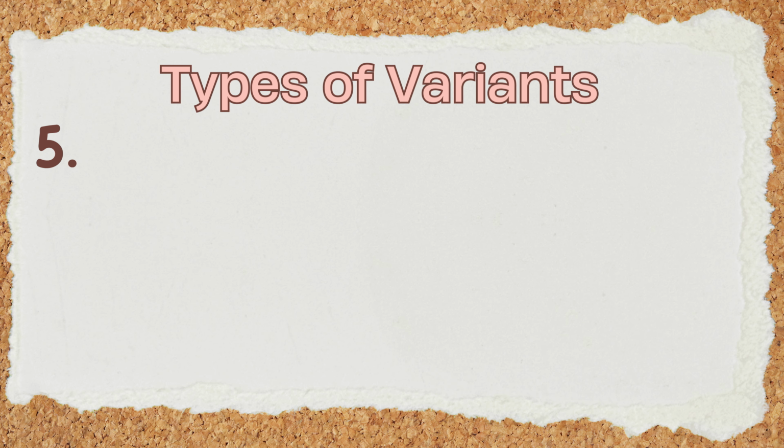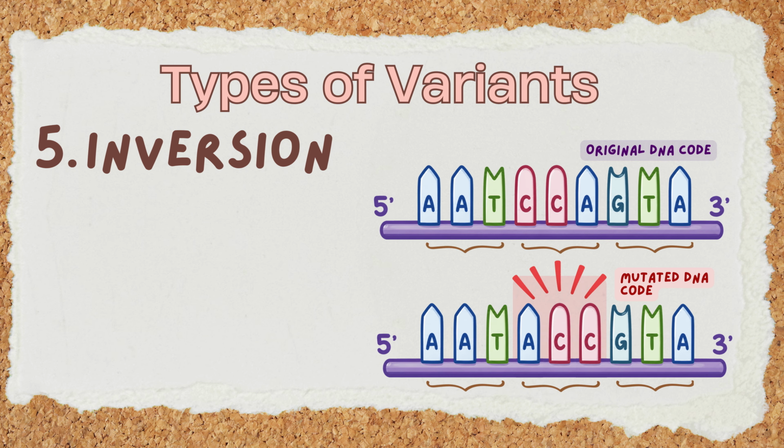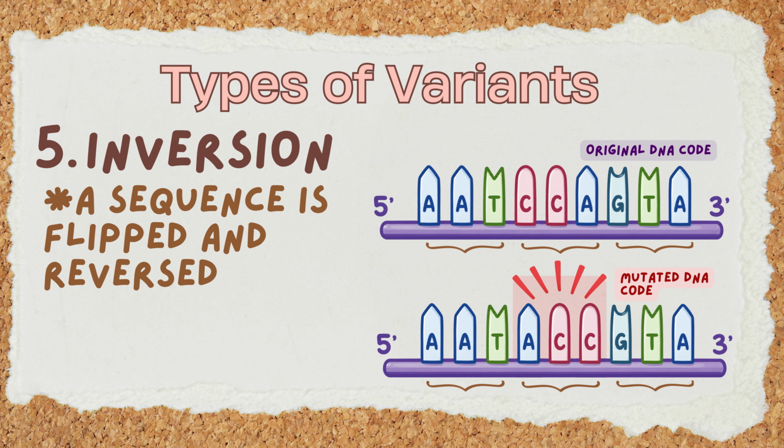Next, we can see an inversion. This is when a sequence is flipped and reversed. For example, c.5657_5660inv. This denotes the reversal of nucleotides 5657 to 5660, and it changes an AGGCTGATG to AGGAGTCTG.